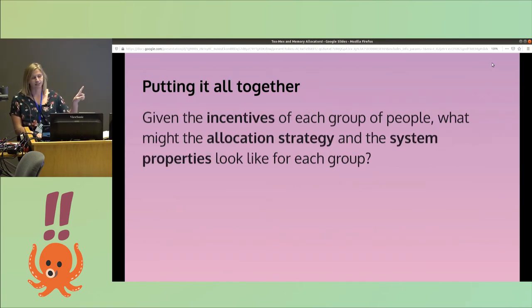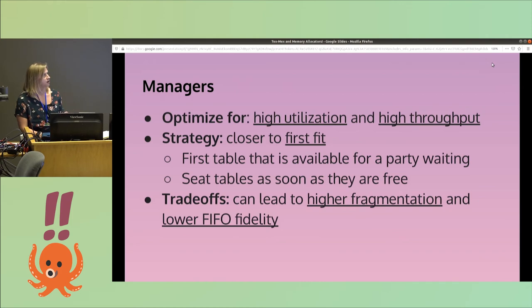So putting this all together, we know the incentives of each group of people and we know the allocation, or we can probably guess what the allocation strategy will be. How will this impact the system? Managers want to optimize for high utilization, so seeing lots of tables seated, and high throughput, high sales. This ends up looking a little bit closer to a first fit strategy. As soon as there's a table available for a party waiting, the first one, and seat tables as soon as they're free. But this can lead to higher fragmentation and lower FIFO fidelity.